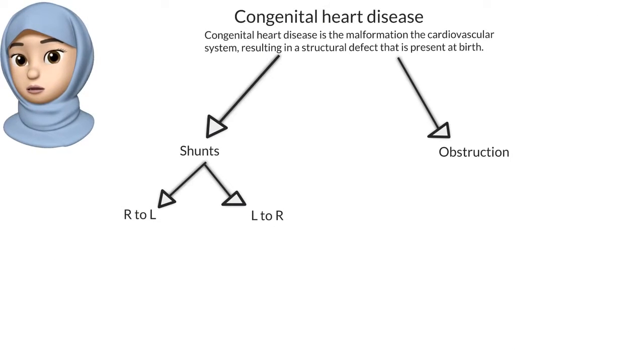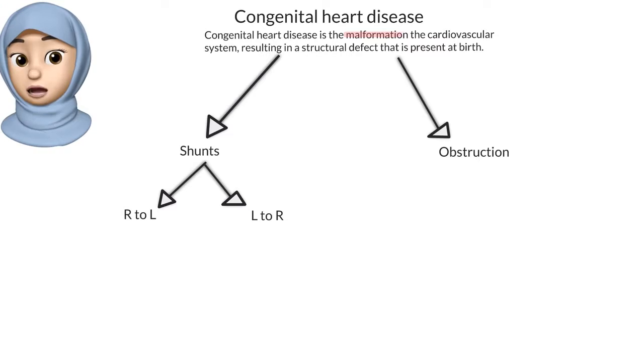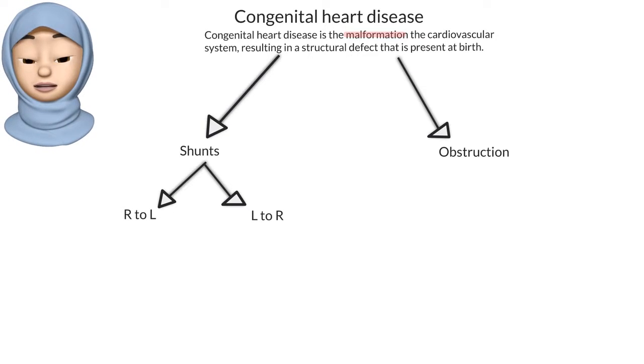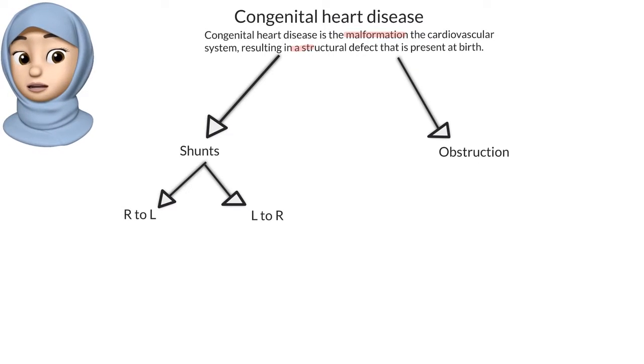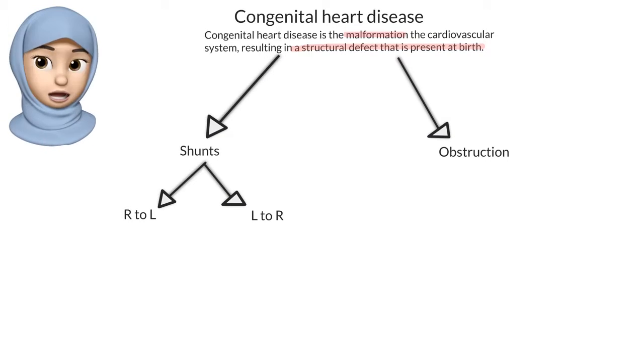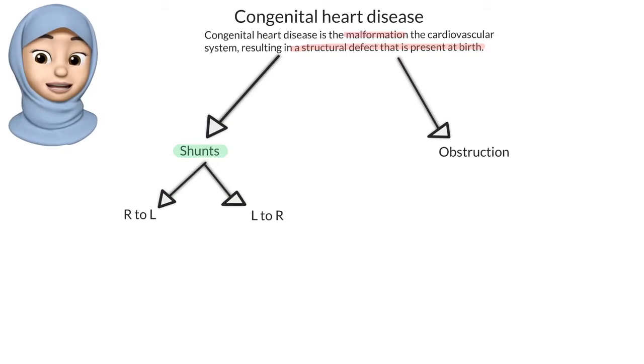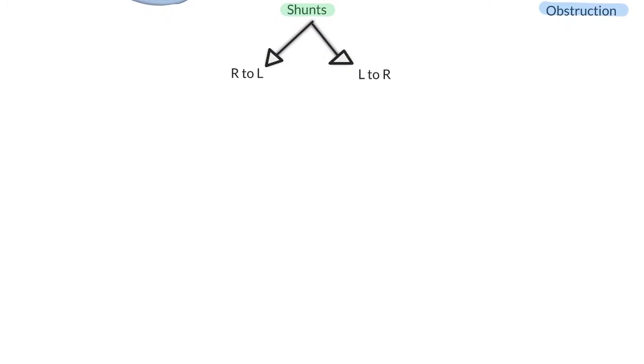Right, so what exactly is congenital heart disease? Congenital heart disease is the malformation of the cardiovascular system resulting in structural defects that are present at birth. There are two main categories of congenital heart disease: a shunt and an obstruction. Let's look at shunts first.